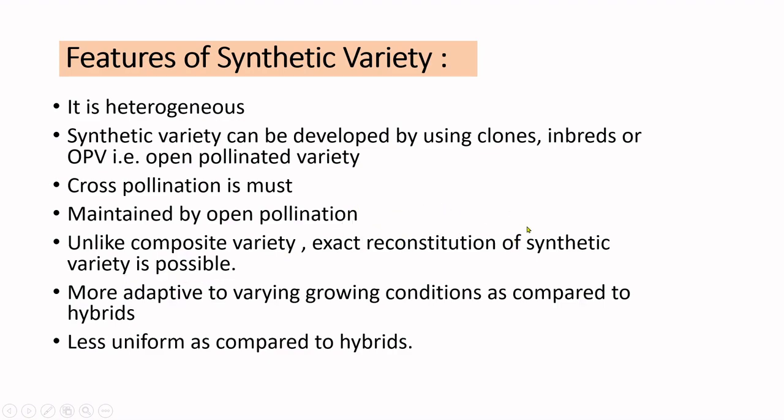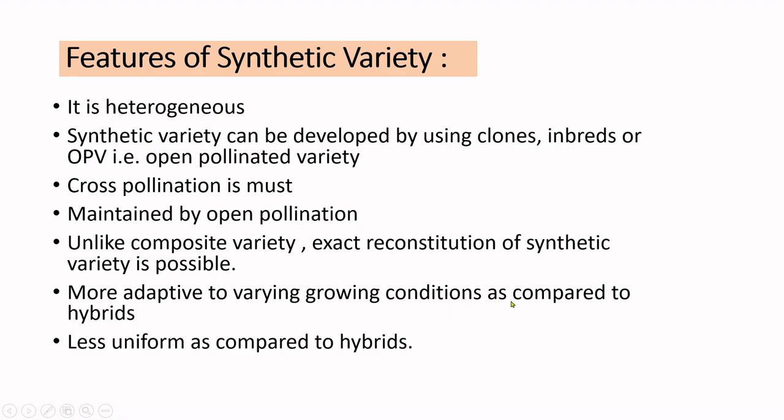So since we have known parents in synthetic varieties, which are of known general combining ability, we can reconstitute the same type of synthetic varieties which was developed earlier, which is not possible in another type of variety, which is composite variety.